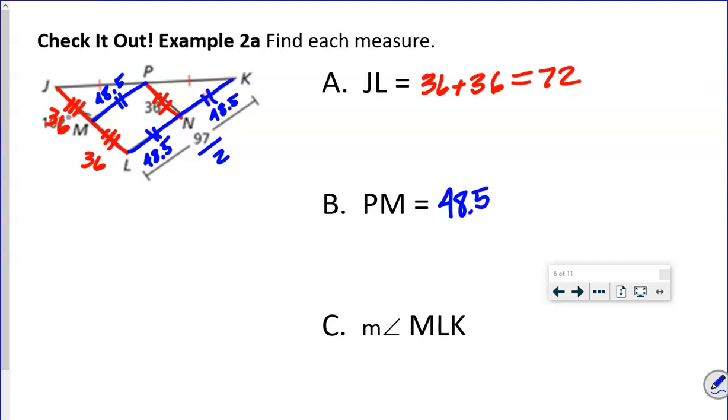All right, our last one says find the measure of angle MLK. So let's see if we can find MLK.